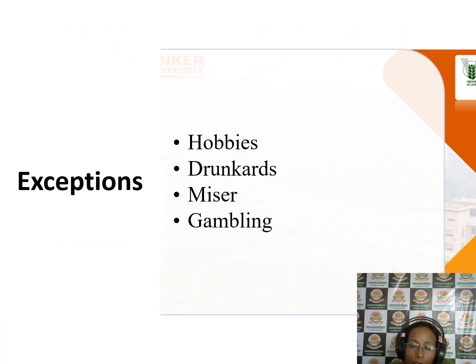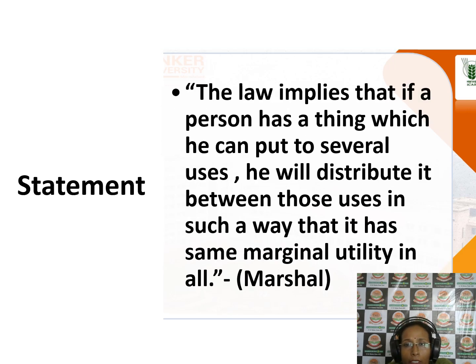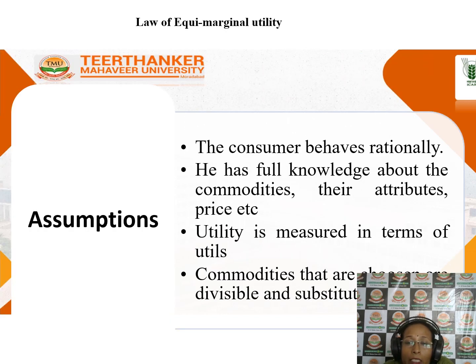Then the exceptions to the law: hobbies, drunkard, miser, gambling. If these qualities or bad habits are present in a person, then we can't apply the law of diminishing marginal utility. The law of equimarginal utility implies that if a person has a thing which he can put to several uses, he will distribute it between those uses in such a way that it has the same marginal utility in all uses. We are explaining the law of equimarginal utility.